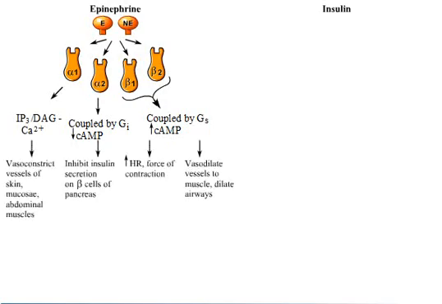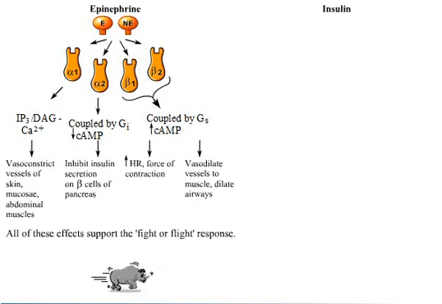Some cellular responses to these catecholamines are listed beneath the appropriate receptors. Blood flow is redirected to working muscles where increased cardiac output delivers increased fuel and oxygen. Fuel molecules are released from stores and made available for use by working muscles. The airways dilate to maximize gas exchange. Note that all of these effects support the fight or flight response.